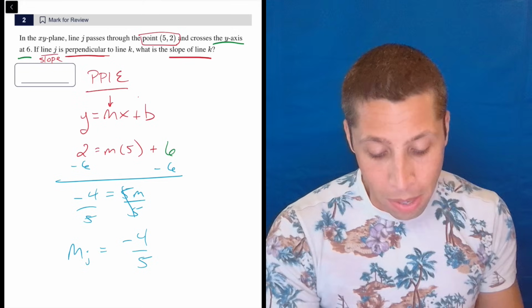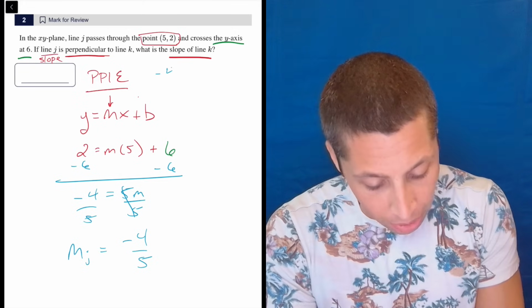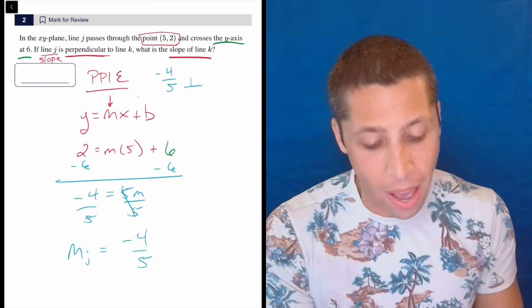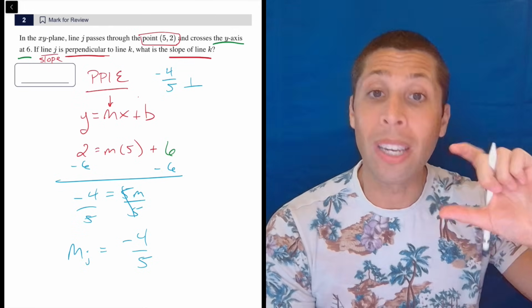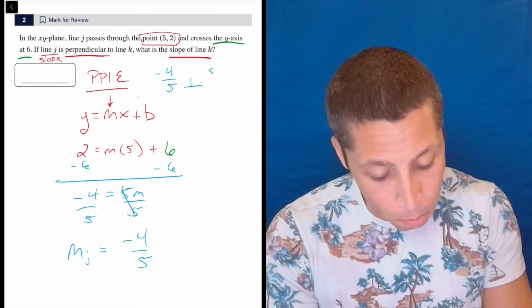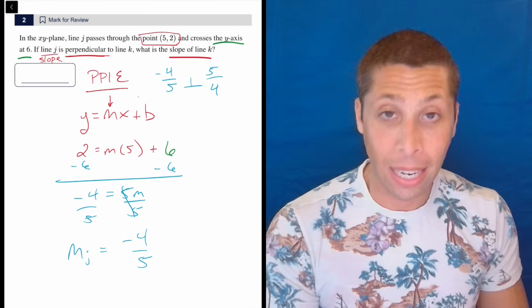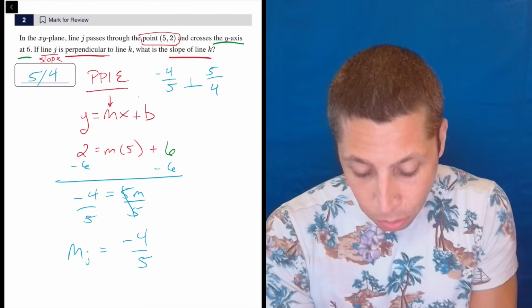Now that needs to be perpendicular to line K. So this is where that basic fact comes back in. How do you find the slopes of perpendicular lines? You do the negative reciprocal of the original slope. So that would be now 5/4, and it's positive. So there you go. That's what I would put in.